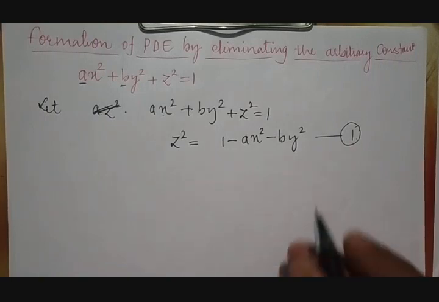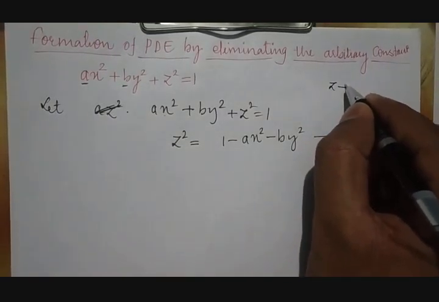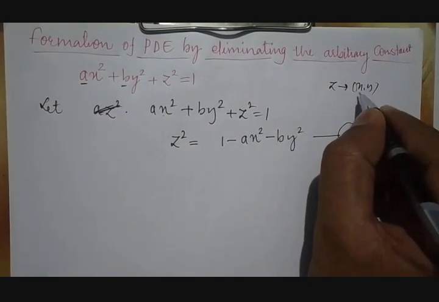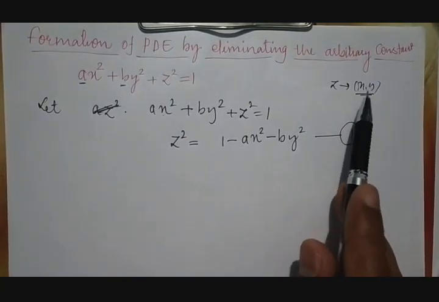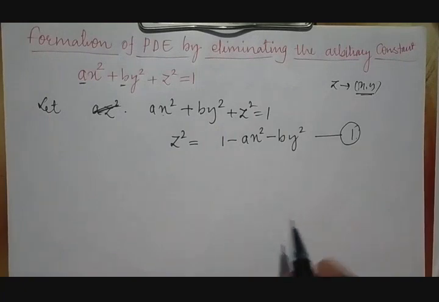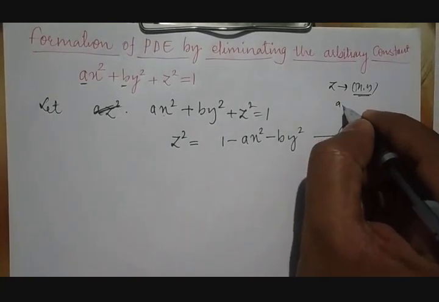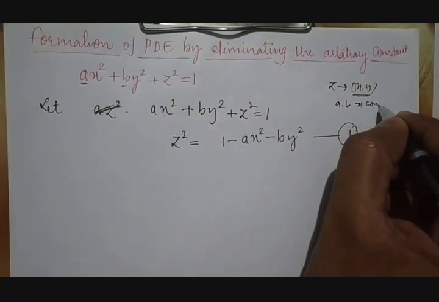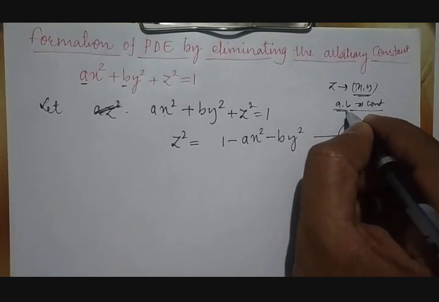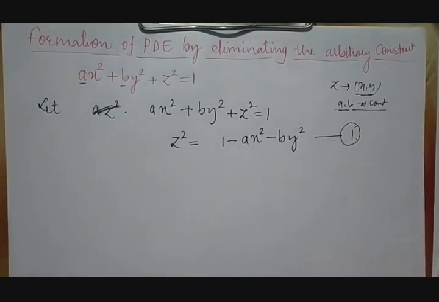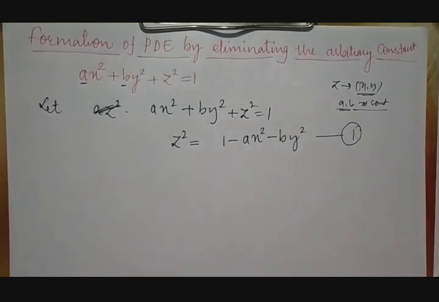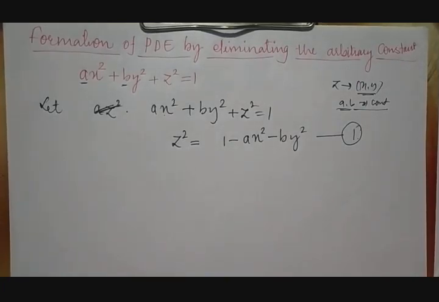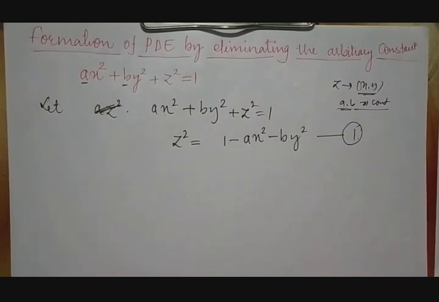Now here we can understand z is a function of x and y, where x and y are the two different independent variables, and a, b are arbitrary constants. So we need to eliminate these two arbitrary constants a and b from this equation. Then we can get a partial differential equation which is free from arbitrary constants. For that, what to do?